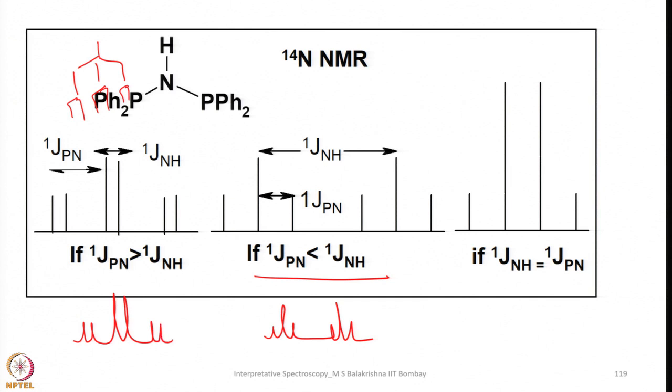And then the last one, where PN coupling is equivalent to NH coupling, then we are identifying 3 nuclei equally coupled to nitrogen. In that case, it would be a quartet. When we have a quartet, it would be something like this. So all the 3 cases we should draw. If we plot the 14 NMR, it should correspond to one of these. So this is how you should be able to sketch, compare, analyze and interpret the data. It's not really complicated, right?